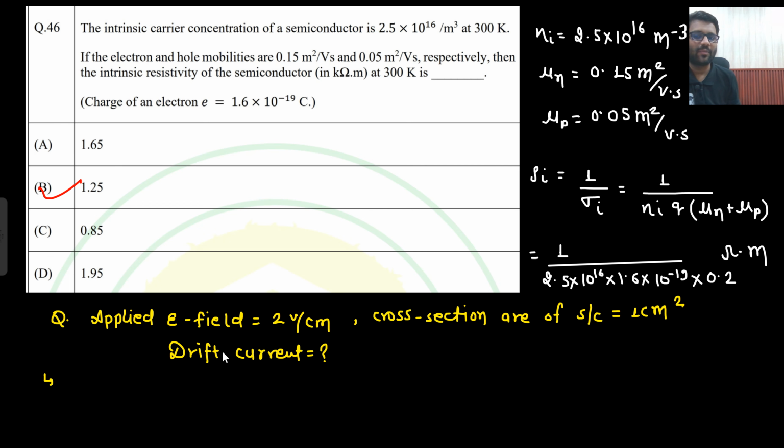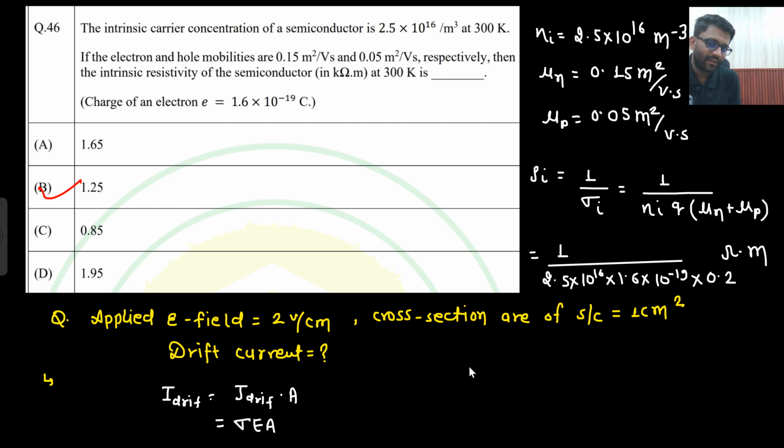Next, another question I have framed: the applied electric field is 2 volt per centimeter. Cross section area is 1 centimeter square. You need to find the drift current. So what will be the drift current? That would be current density into area. And what will be this? Sigma into E into A.